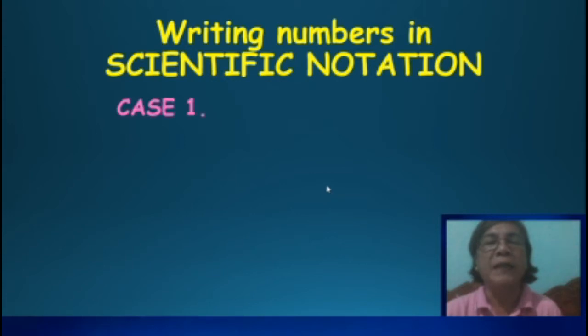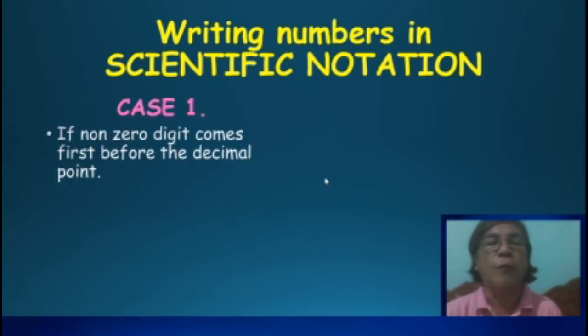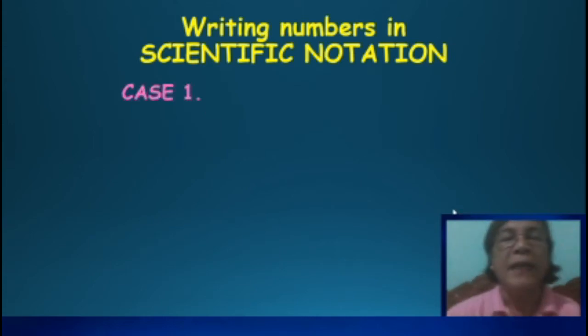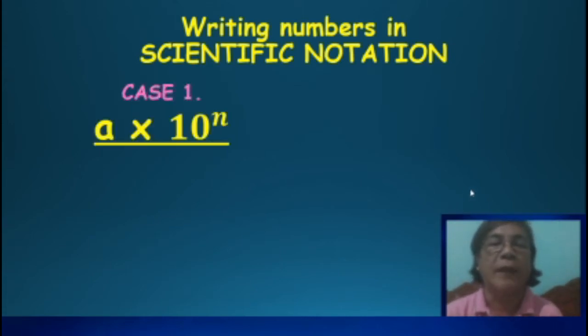So, writing numbers in scientific notation, let's have case 1: if the non-zero digit comes first before the decimal point. Example, we have here 250,000. The second case: if the decimal point comes first before the non-zero digit. Example, we have here 0.00095. To write in scientific notation, let's have case 1, a times 10 raised to the n.